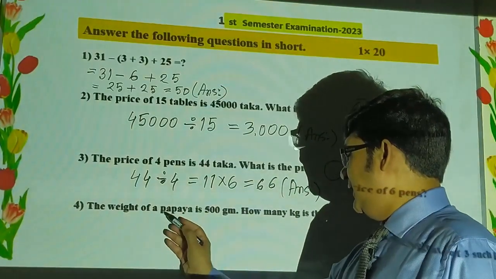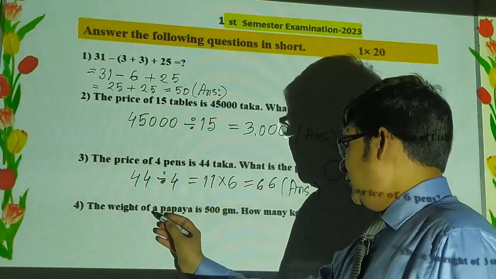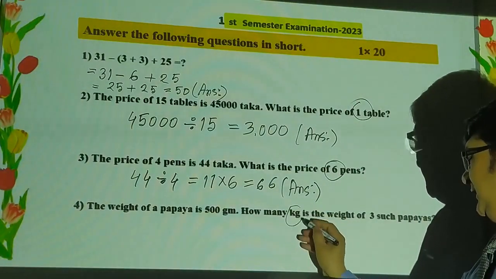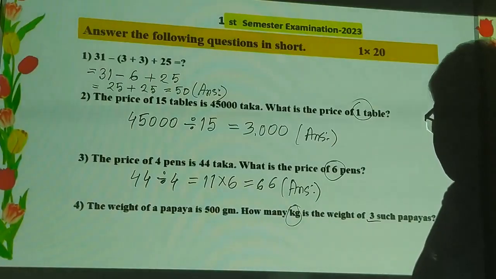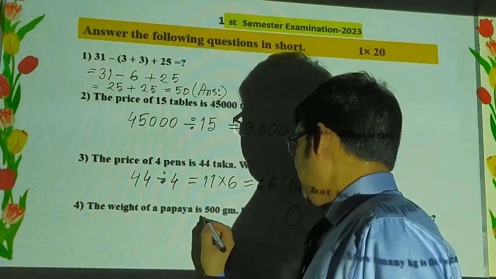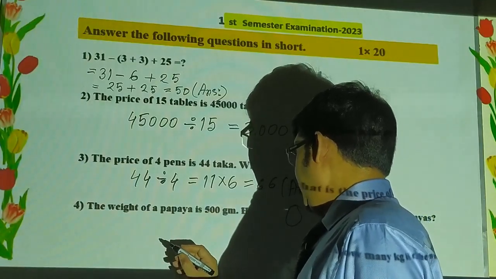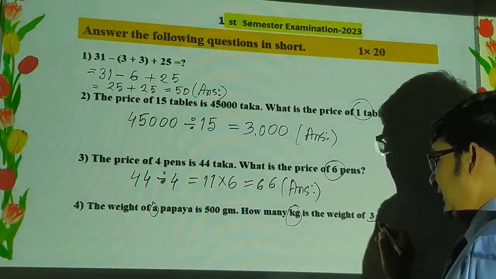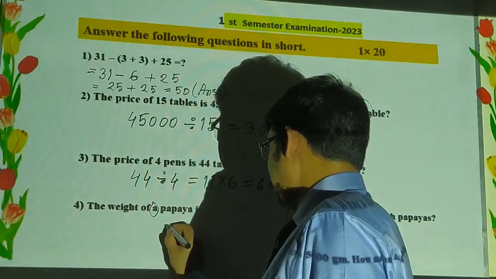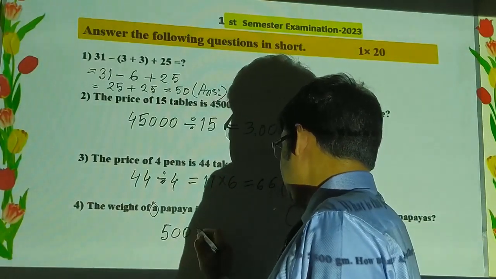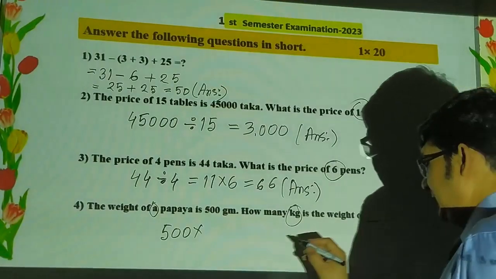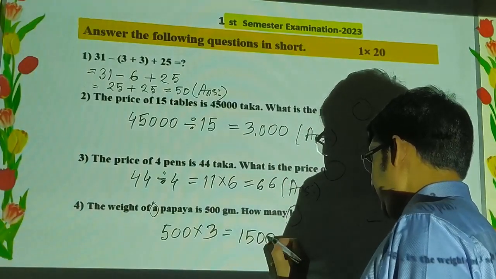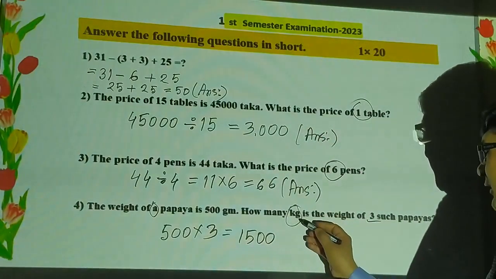Okay, my students, the weight of a papaya is 500 grams. How many kg is the weight of 3 such papayas? So my students, one papaya is 500 grams. One papaya means one papaya. So how many here? 3. So 500 multiplied by 3 papayas, it will be 1500.